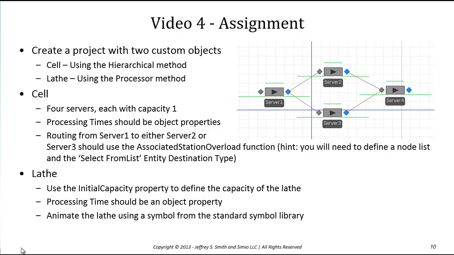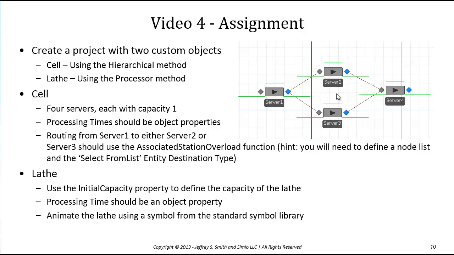The assignment for this module involves creating a project that has two custom objects, one that you build using the hierarchical method and one that you build using the processor method. The cell object, which you will build using the hierarchical method, should implement a manufacturing cell as shown here. And so you have 4 servers.